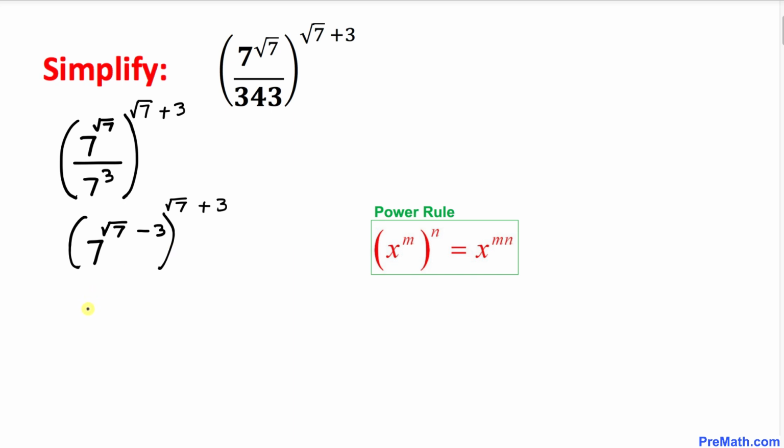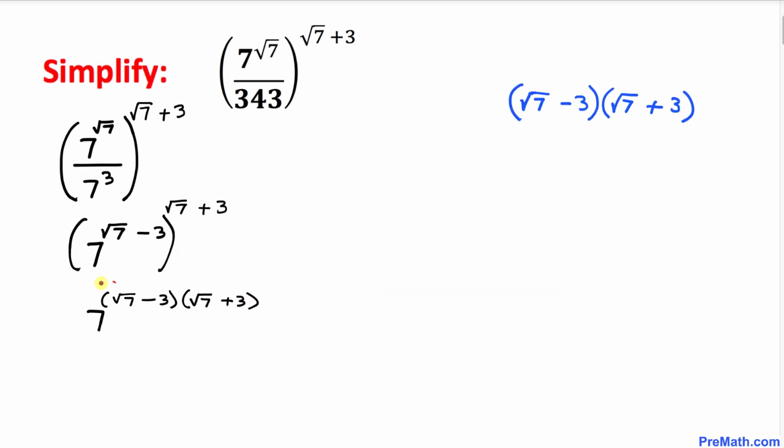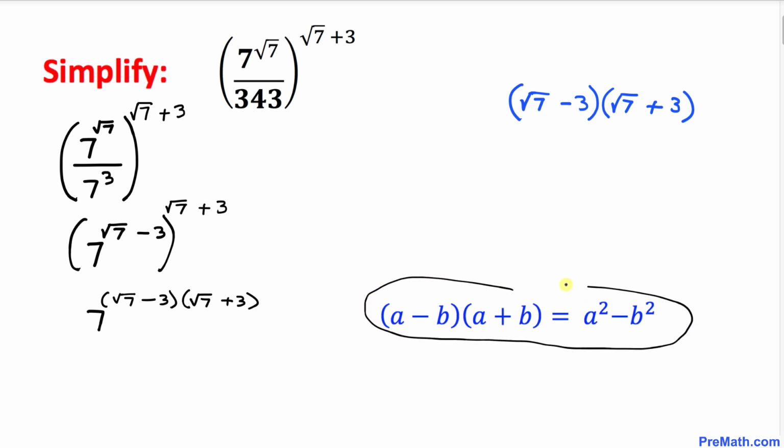So therefore we can write this thing 7 power, we are going to multiply these two exponents. I can write as square root of 7 minus 3 times square root of 7 plus 3. Now let's focus on this exponent part only. I have just copied it down over here. Here we can see we have these two factors, that is the product of the difference and the sum. So therefore we are going to use this well-known formula.